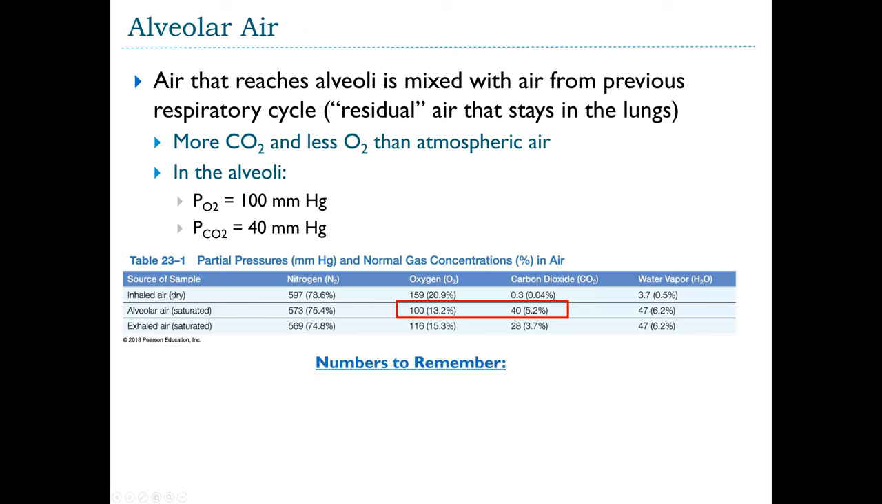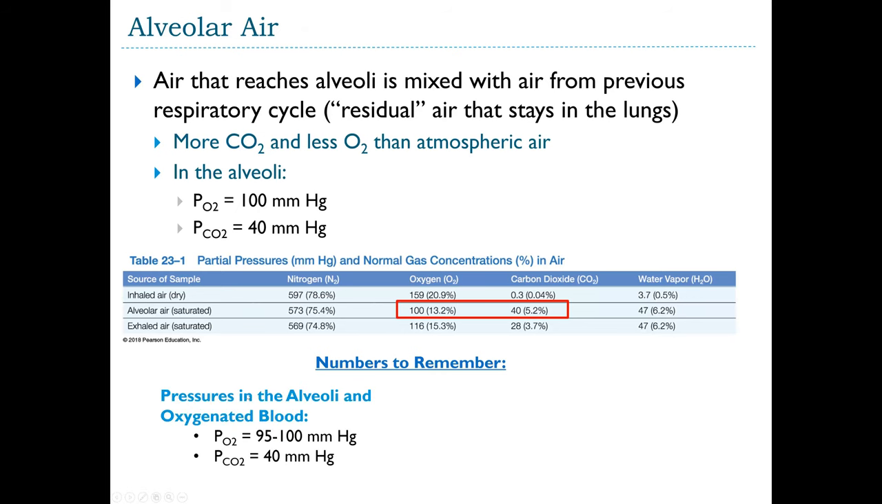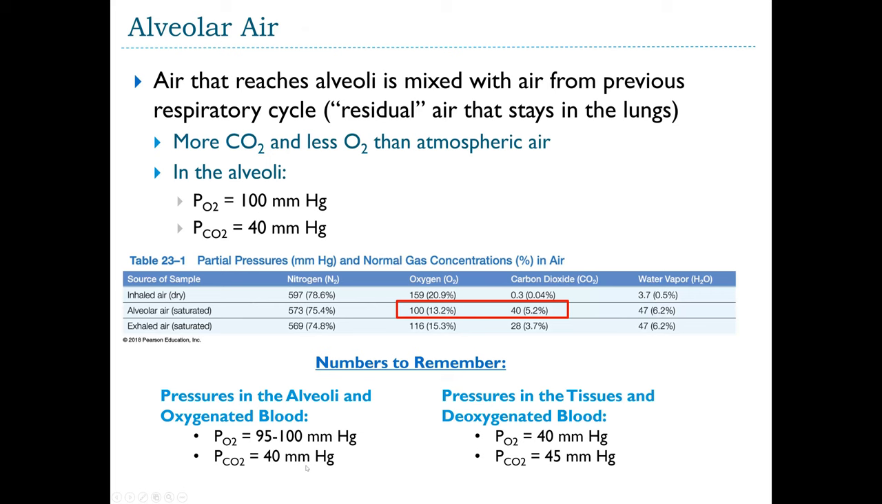So in fact, here are all the important numbers for you to remember for this section of this chapter. The pressures in the alveoli and in the oxygenated blood: the pressure of oxygen will be between 95 and 100 millimeters mercury, and the pressure of CO2 will be 40 millimeters mercury. And the pressures in the tissues and in deoxygenated blood: the pressure of oxygen would be 40 millimeters mercury, and the pressure of carbon dioxide will be 45 millimeters mercury.